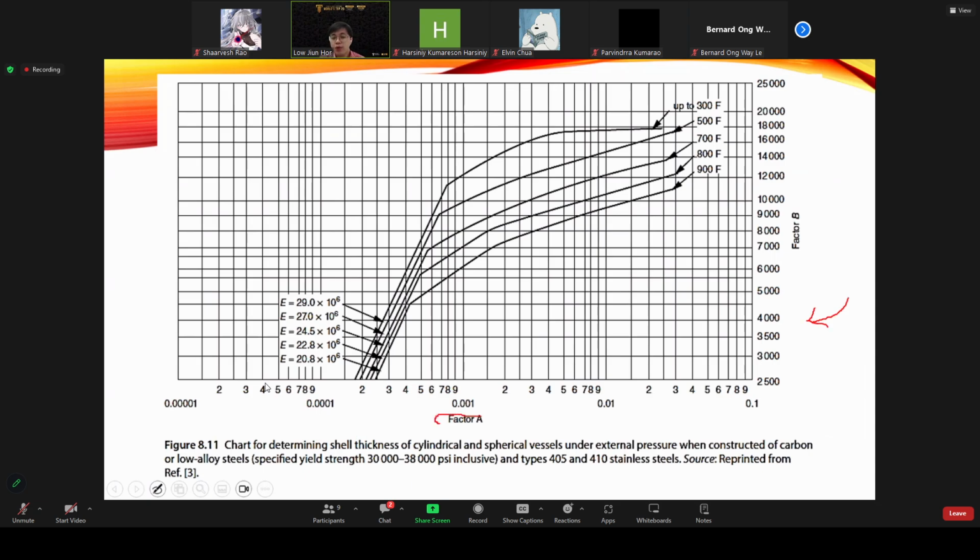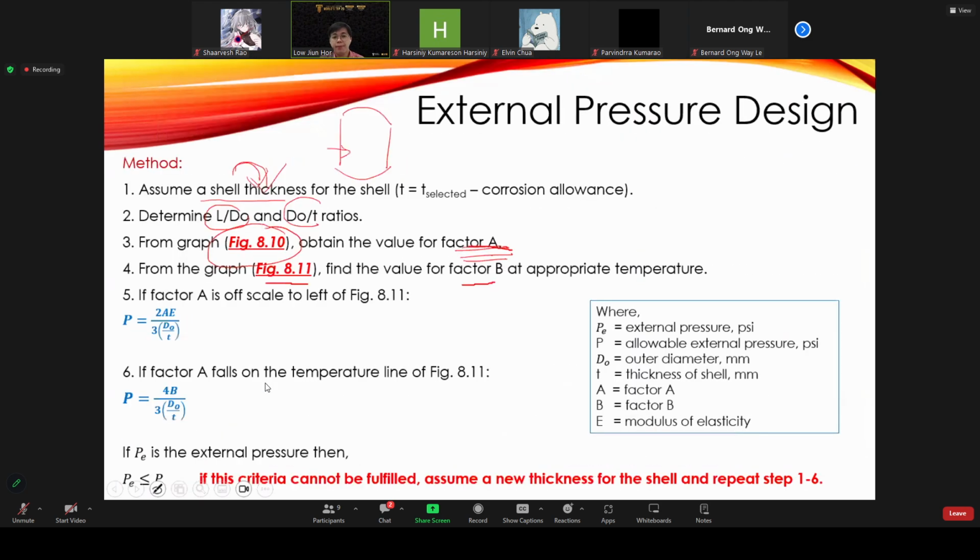Just now we already determined the factor A from our figure 8.10. Then now we proceed to use the factor A and also the operating temperature in order to determine our factor B here. So this is how we determine our factor B under the step here.